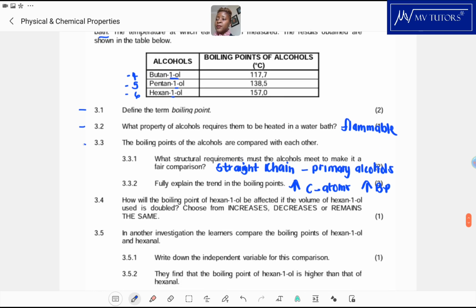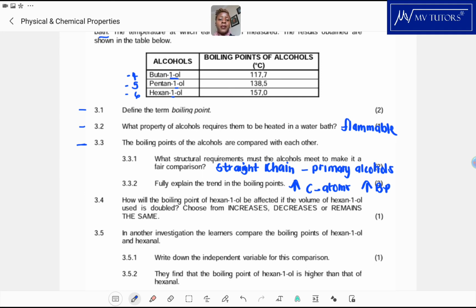Okay, so that is 3.3. Now 3.4, how will the boiling point of hexanol be affected if the volume of hexanol is doubled? Okay, so choose from increase, decrease, remains the same.